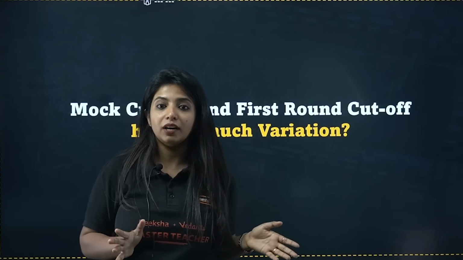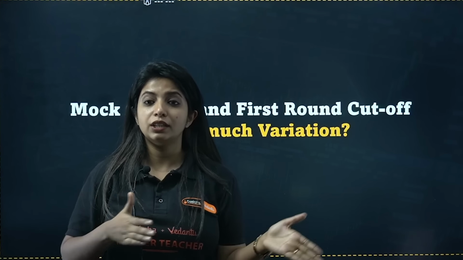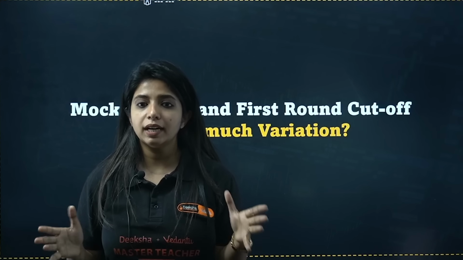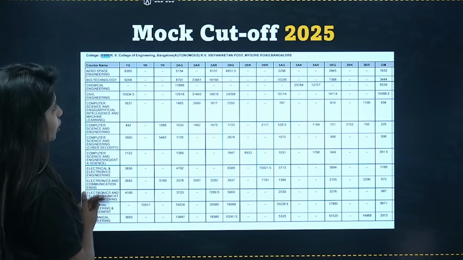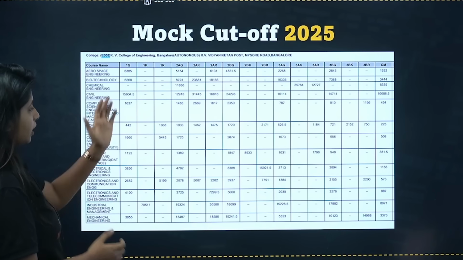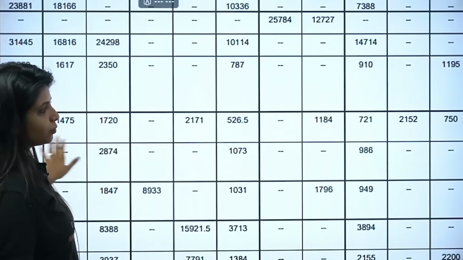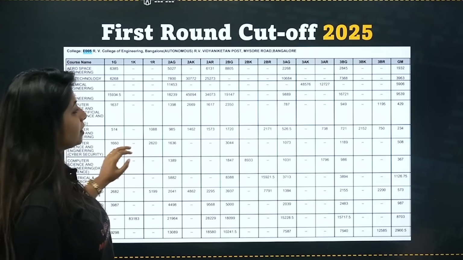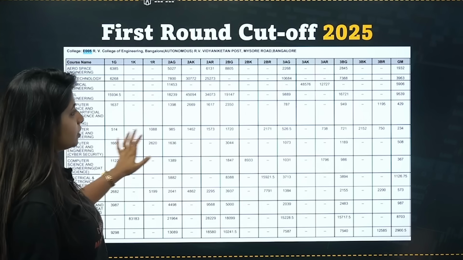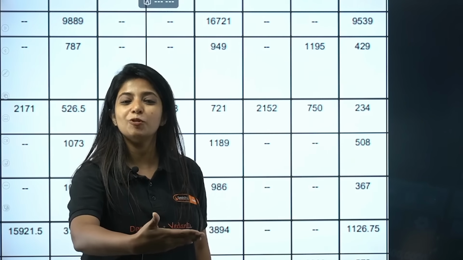So ma'am, this is the mock cutoff. But do you think it will follow this much range only in the first round of cutoff? How do we understand that? We analyze the previous year data. Let's see what happened the previous year. In the mock cutoff the previous year, for CSE suppose it was 225. Let's see what it was like in the first round. In the first round, computer science and engineering, it was 234. From 225 it became 234.